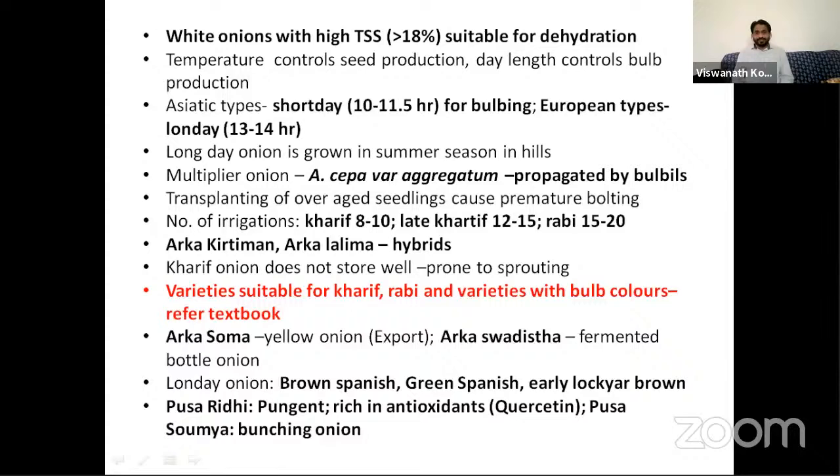At the same time, the rabi onion can be stored. Rabi onion is generally sown in October and harvested in March. So rabi onion can be stored and utilized up to May, but the kharif onion comes in November, December. So between May and November, there is no summer crop of onion. Because of that, there is a great demand for the onion, but there is no summer crop. So between May and December, the price of the onion will increase.